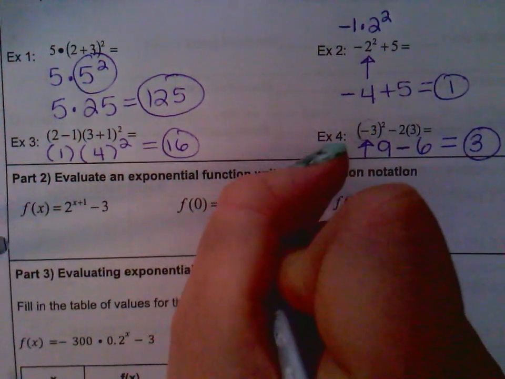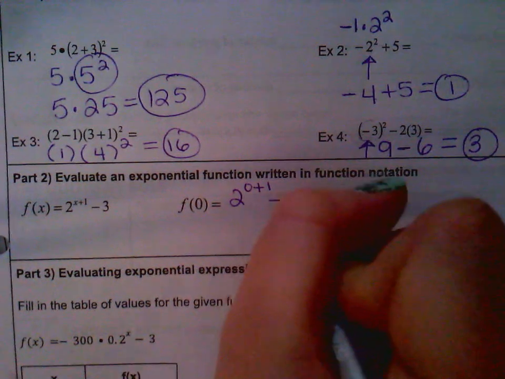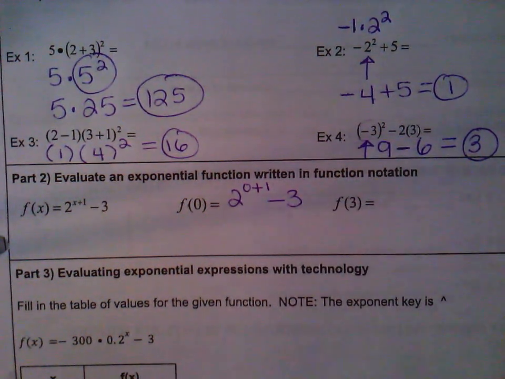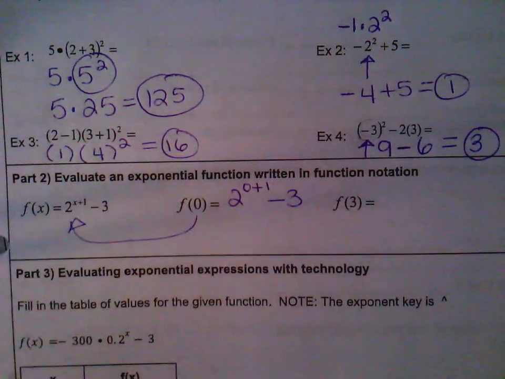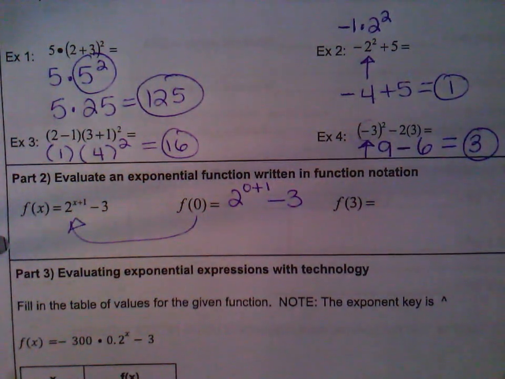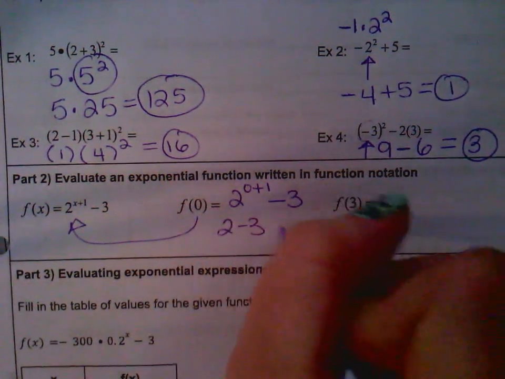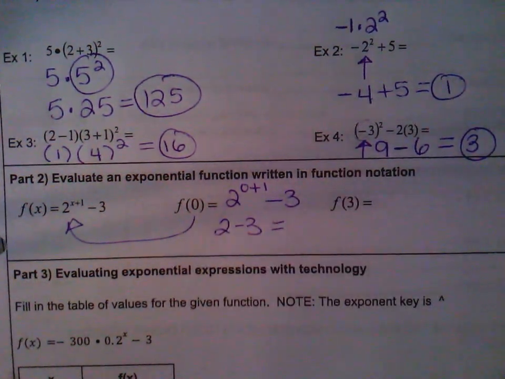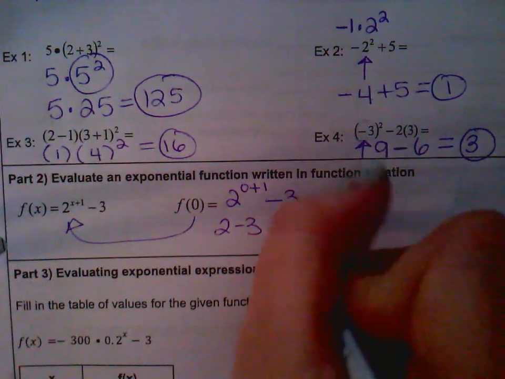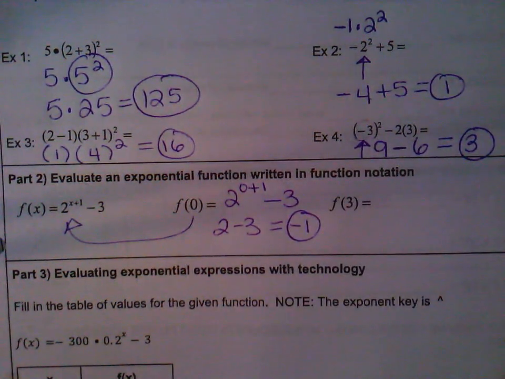2 to the 0 plus 1 minus 3. So I'm plugging in the 0 over into this function. If you needed to use a calculator, you could. What is 2 to the first power? 2. And what is 2 minus 3? Just -1. Now you try plugging in 3.